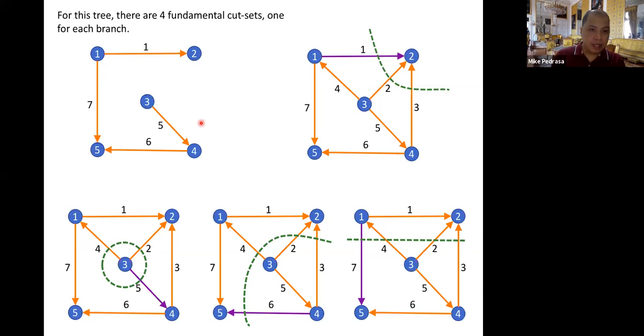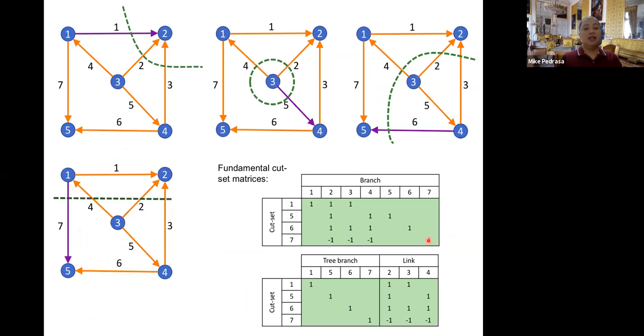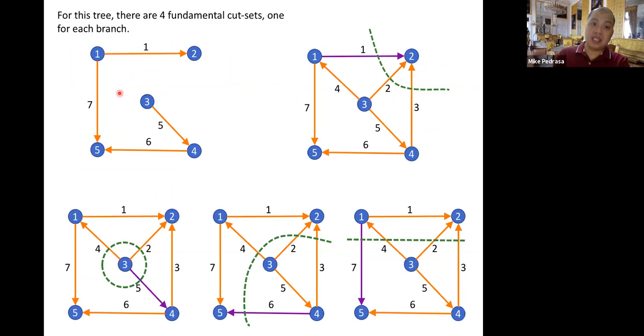Okay? And then for branch number 5, this is the fundamental cut set. For branch number 6, this is the fundamental cut set, and this is the fundamental cut set for branch number 7. You have seen that slide kanina. Okay, inulit ko lang. You'll see these figures again on the next slide, together with the fundamental cut set incidence matrices. Okay? So take note that we have 4 fundamental cut sets. Kasi 4 yung tree branches natin, and for each branch, you have a fundamental cut set.